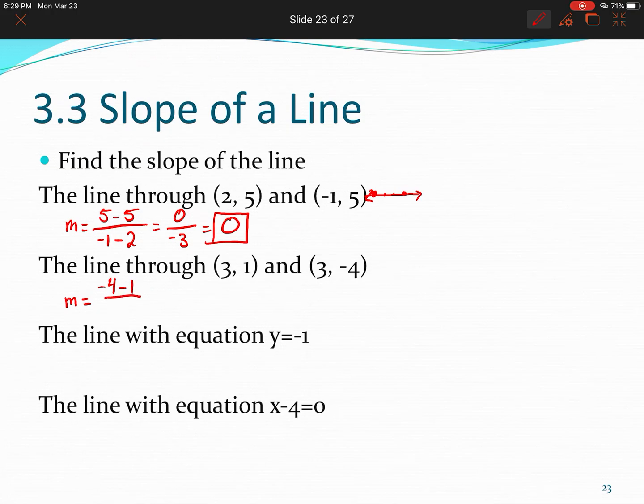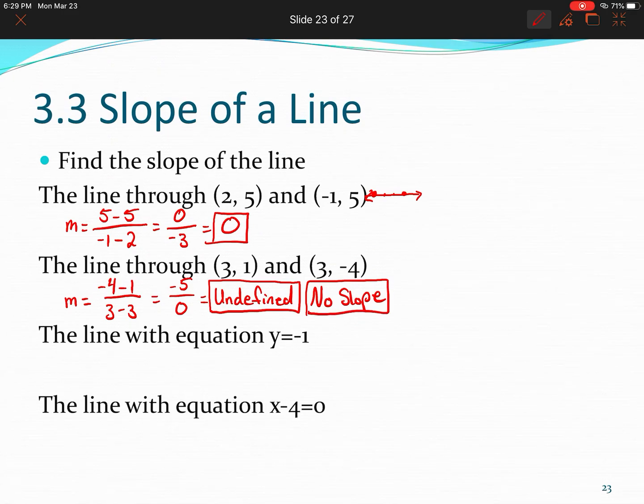So if we again use our slope formula, we have -4 minus 1 over 3 minus 3. And -4 minus 1 is -5. 3 minus 3 is 0. Well, what is -5 divided by 0? No, it's not 0. If you said that, that is something very common that people say. They say, oh, it's 0. No, no, no. You never, ever divide by 0. So you can't do it. So what we say is that this is undefined, or what we refer to as no slope. Okay, those two terms are going to be interchangeable, undefined or no slope.